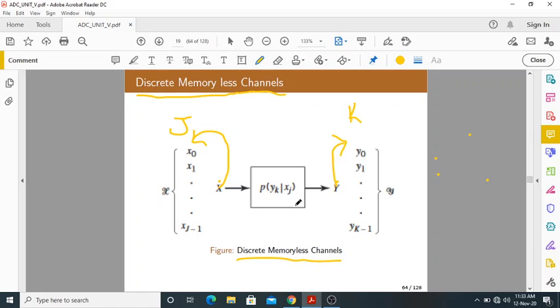Now this is the conditional probability. The probability that Yk is received given Xj is transmitted. Now here this is small k, this is small j. What is small j? From where to where? 0 to capital J minus 1. What about small k? From where to where? 0 to capital K minus 1. Okay. It's just simple notation. You don't get confused by this.